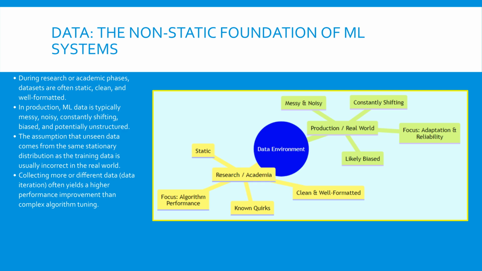What have we learned about data in production? Production data is constantly changing and messy, making the initial assumption that data is static fundamentally wrong.